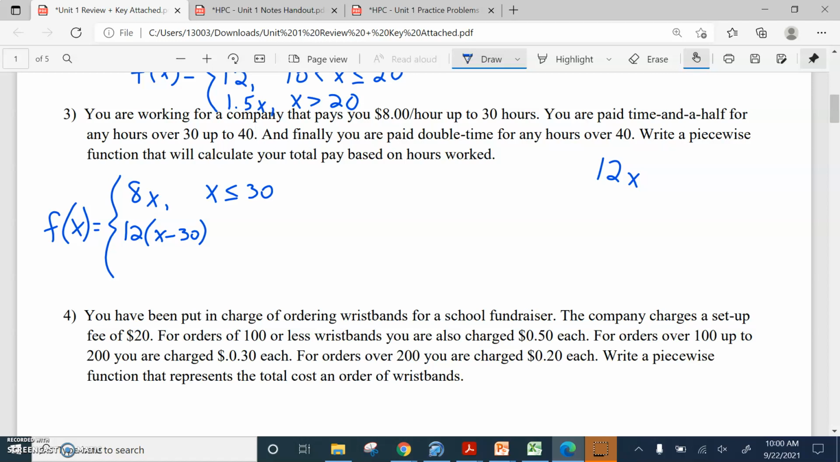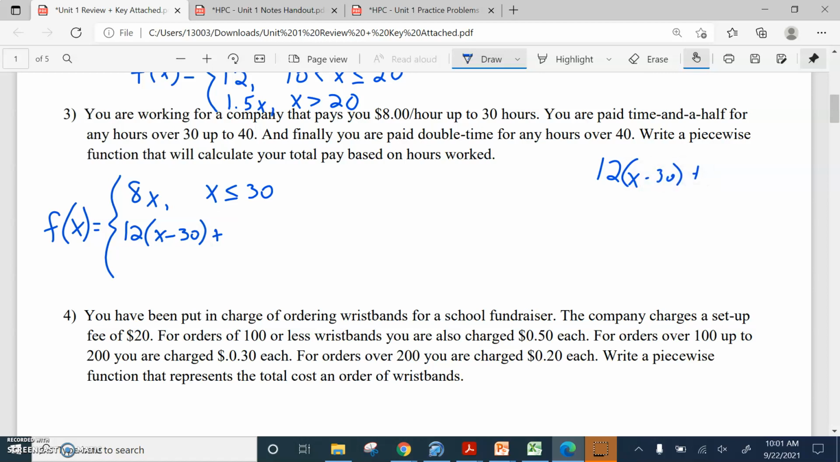So if we work 31 hours, we only get the $12 an hour for 1 hour. And that's how this works. If we work 31 hours, 31 minus 30, that's 1 hour times $12 an hour. What this hasn't included yet, we need to include right here. We need to add a certain amount. So X minus 30. I'm going to keep going over here.